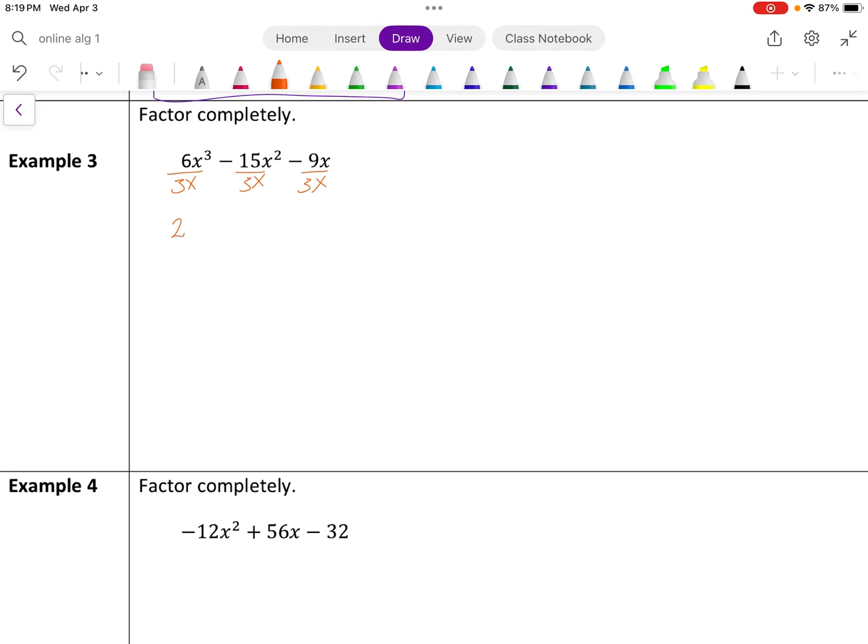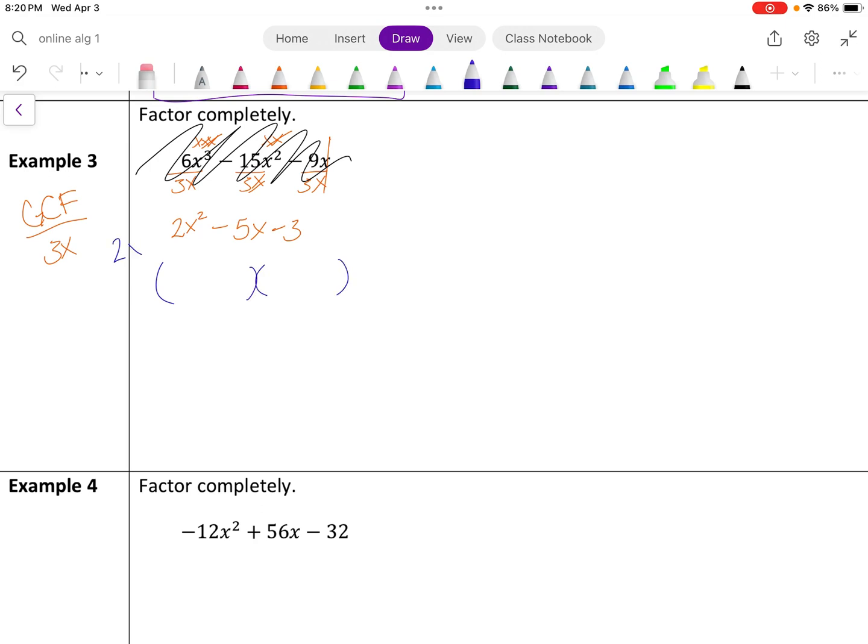Well, 6 divided by 3 is 2. And then if I had 3 x's and I get rid of 1, I've got x squared. 15 divided by 3 is 5. If I had 2 x's and I get rid of 1, that leaves me with an x. 9 divided by 3 is 3. And an x, take away an x, that's just gone. So my GCF is 3x. I'm going to put that over here so I don't forget about it. And remember, we don't care about our original trinomial anymore. We care about 2x squared minus 5x minus 3. And that's what we're going to factor.